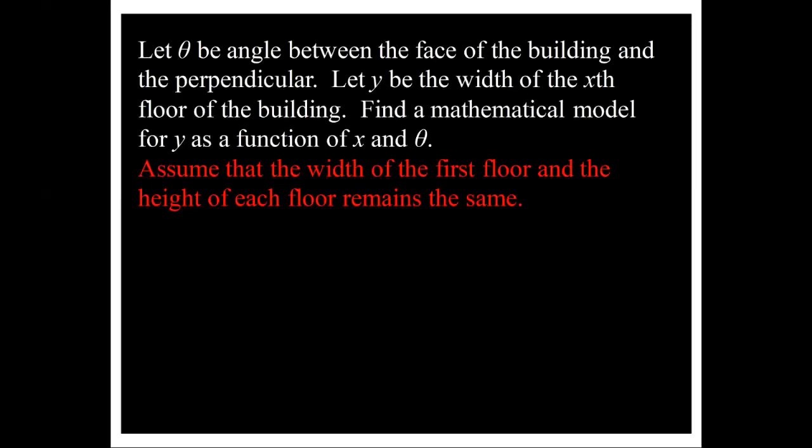So this is going to be the general case. Instead of 33 degrees or 35 degrees, let's let it be theta, and we'll work out an equation for the width of the x floor. And again, this business with the assumption, I put it in red here because you might not want to have that there. You might want to let students figure out what assumptions they're going to make and not tell them. Again, we can overtell things in our teaching.